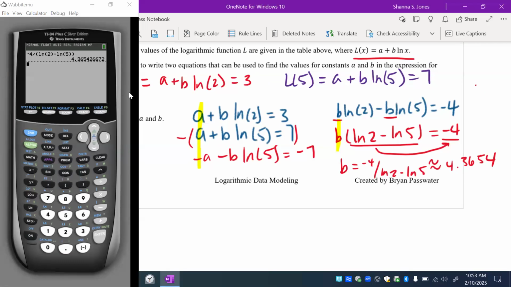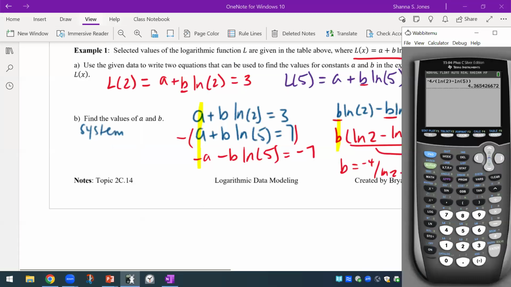Yes, Ms. Jones. Once you have your B, you can solve for your A. Because if I know the value of B, can I plug into either one of these equations and solve for A? Yes. Does it matter which one I use? No, it does not matter. So I can now solve.